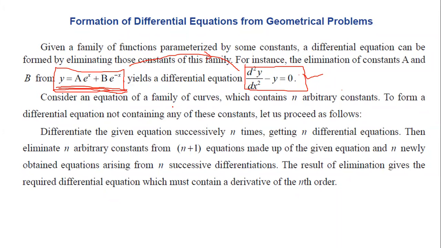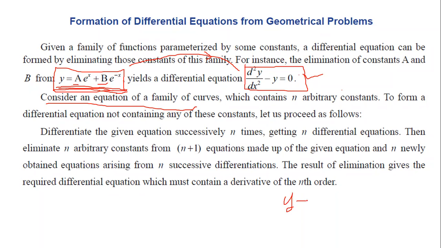Consider an equation of a family of curves. It may be a straight line or parabolic or hyperbolic, whatever it may be. If you substitute different values for the arbitrary constants a and b, you will get different curves. That is what is called a family of curves.